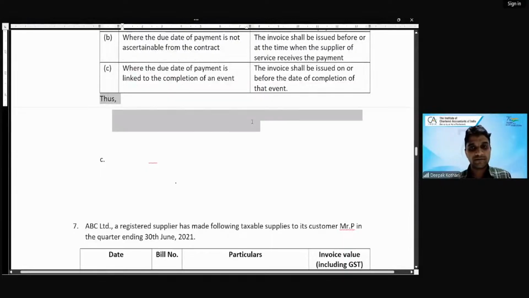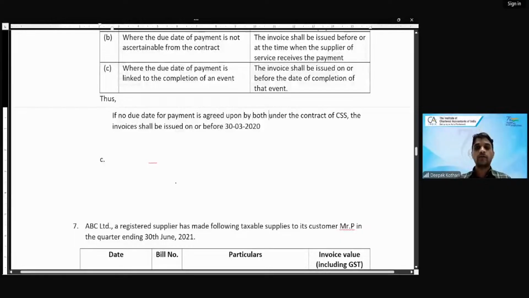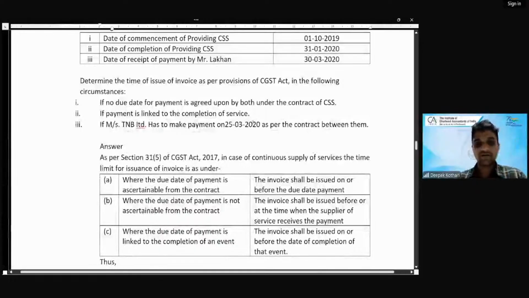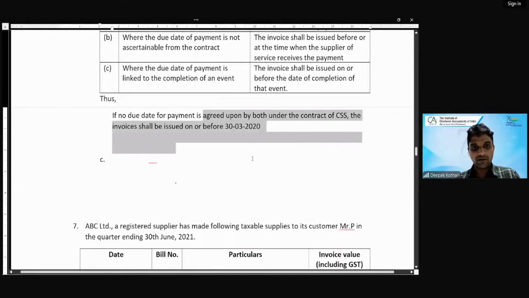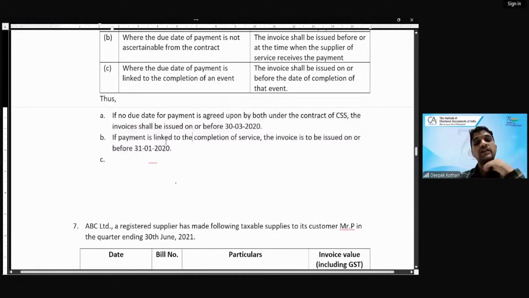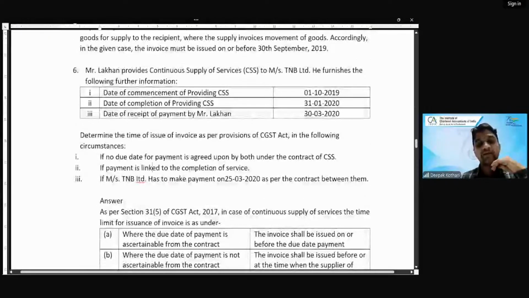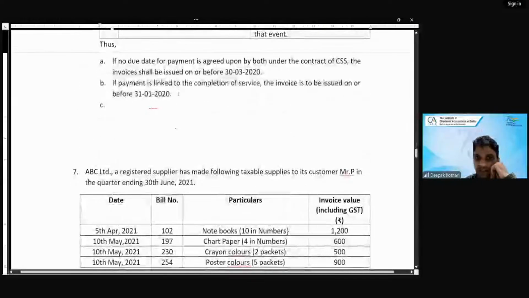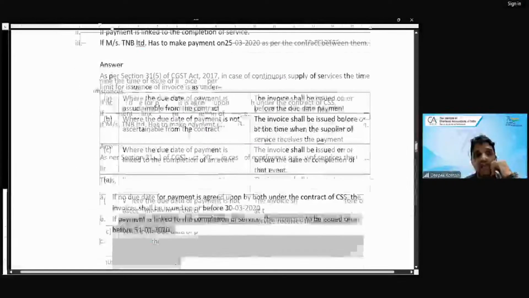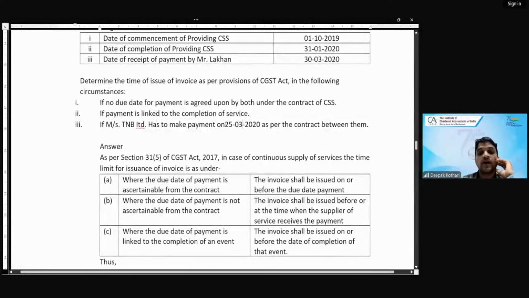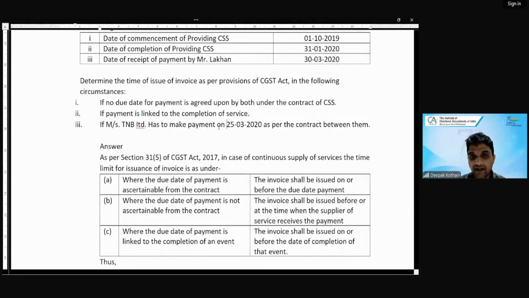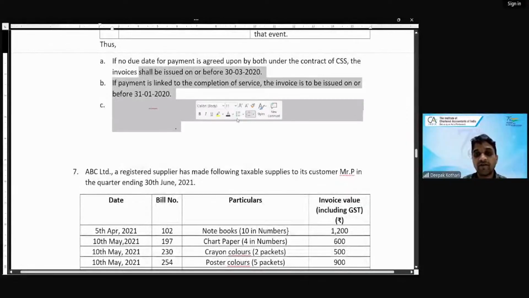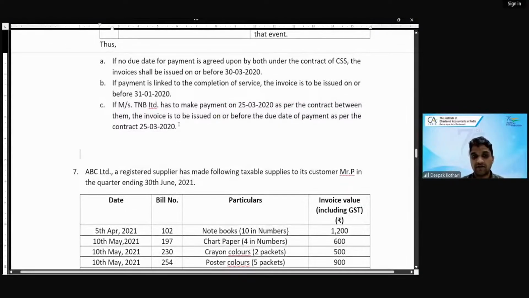Thus, first part, if no date of payment is agreed upon by both under the contract of CSS, the invoice shall be issued on or before 30th of March, right? Second is if payment is linked to the completion of service. Before the date of completion of service, you have to raise it, which is 30th of January. And in third case, where the recipient has to make the payment on 25th March as per the contract between them, then the invoice has to be raised by when? By the 25th March itself.